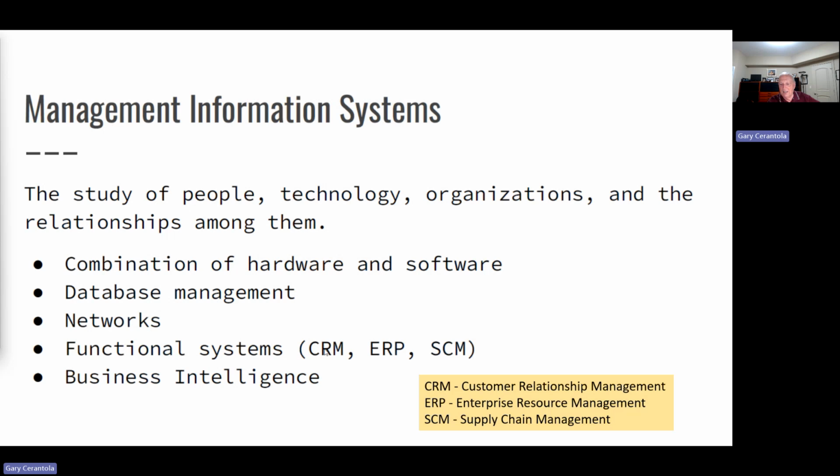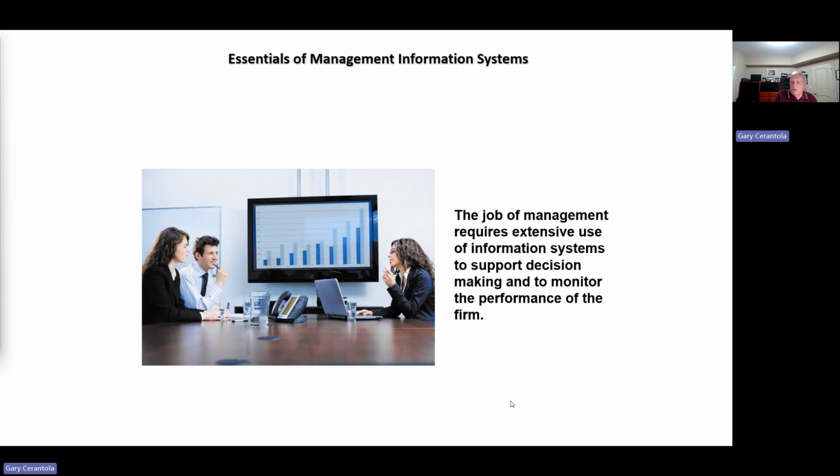Customer relationship management, enterprise resource management, supply chain management. These are probably three of the most crucial platforms in modern business today. And then business intelligence in terms of doing assessments and those pieces. All right. So the job is really, it's going to require extensive use of IT and support decision making.